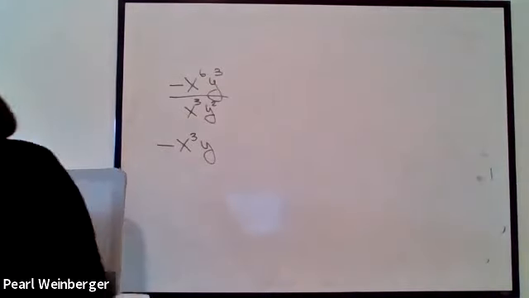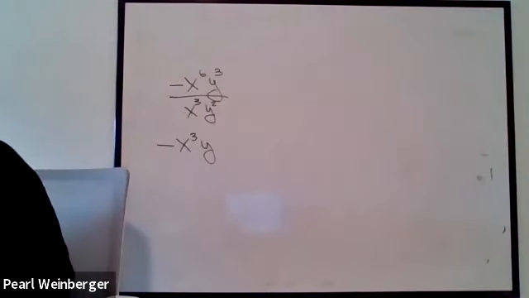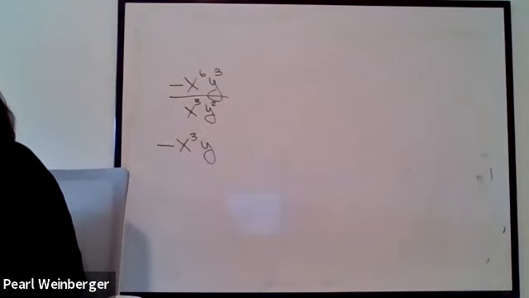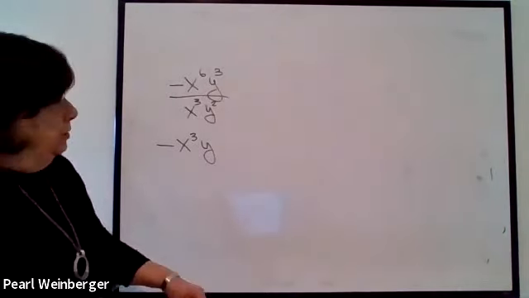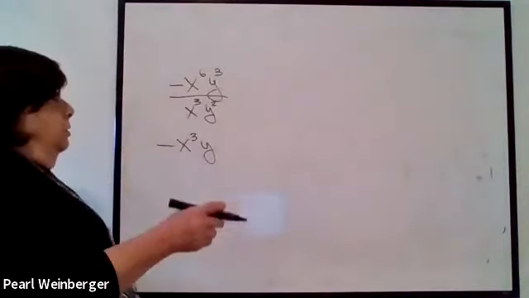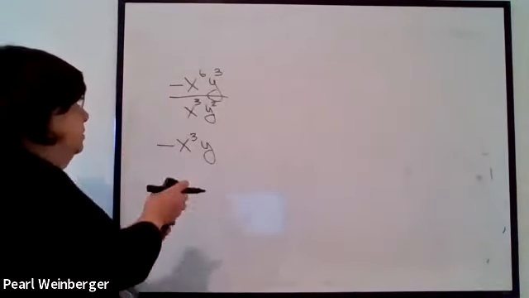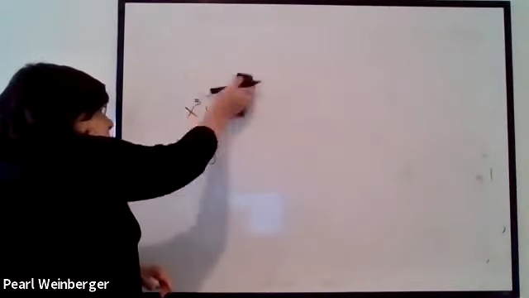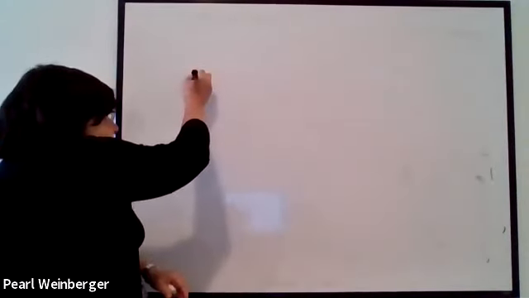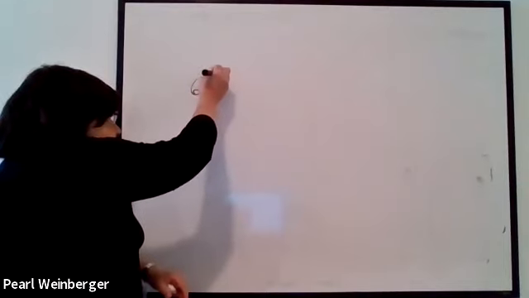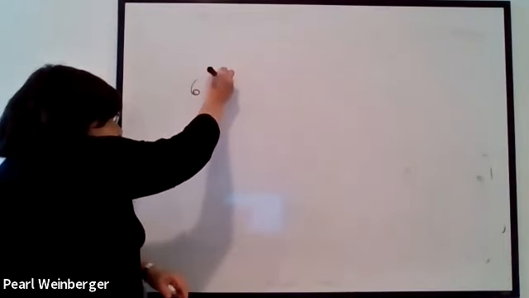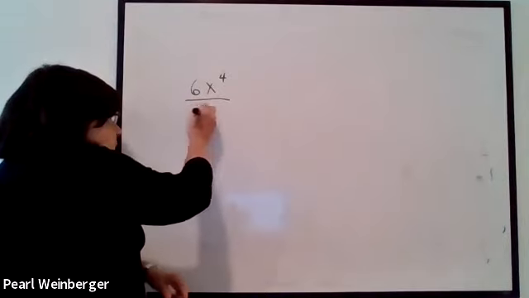Now, if you have something like this, let's say we had an example that looks like this. We'll do a few examples and then I'll give you a couple to try on your own. Suppose I had 6x^4 over 3x^7.